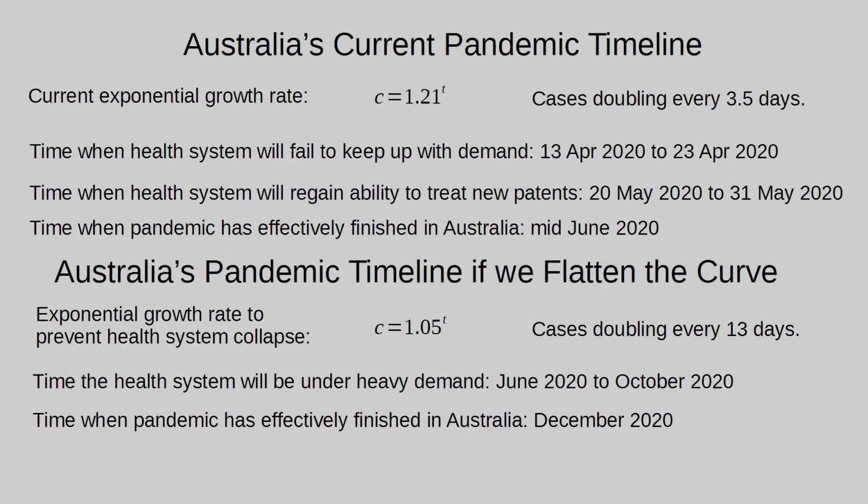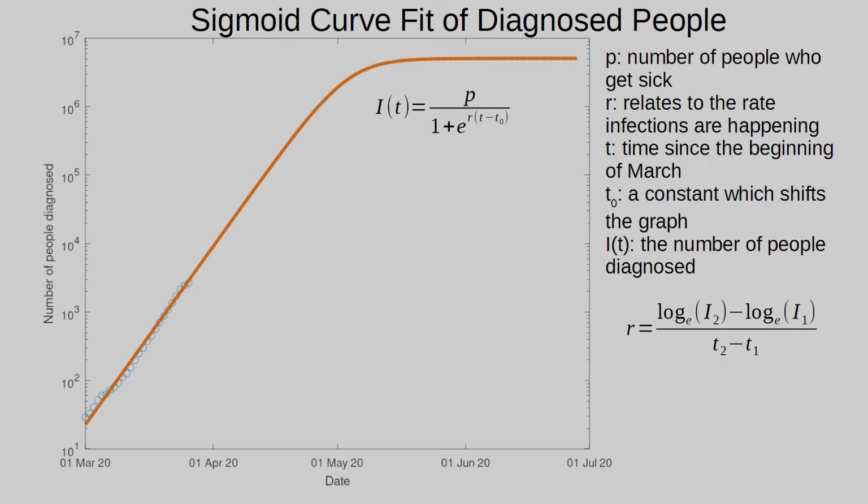If we manage to achieve this, our health system will be under huge demand between June and October, and it will be December before the majority of cases are over. I'm now going to explain how I worked out all of these dates.